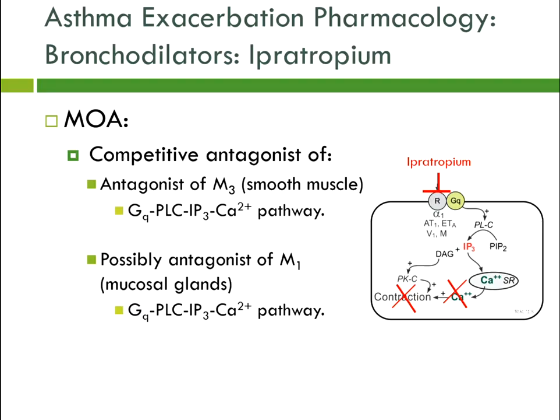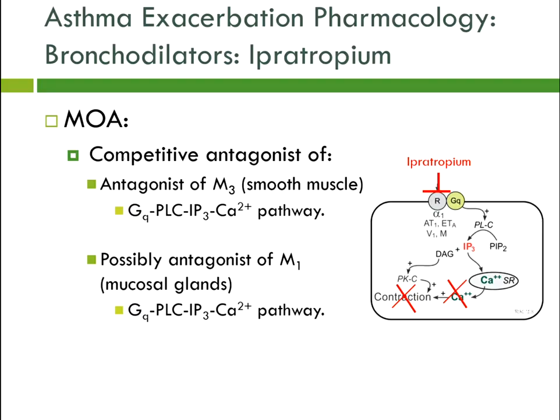That way, PIP2, phosphatidylinositol bisphosphate, cannot be converted into IP3, and IP3 cannot cause release of calcium from the sarcoplasmic reticulum. There is less calcium, which leads to less contraction. Less contraction leads to alleviating the symptoms of asthma. So first read this pathway without ipratropium, then read the pathway with ipratropium, so you will have more understanding about it.